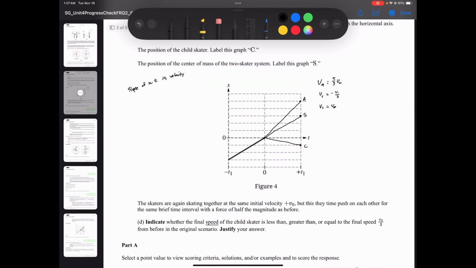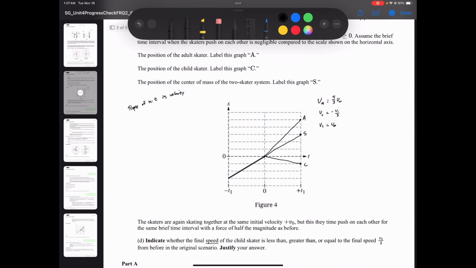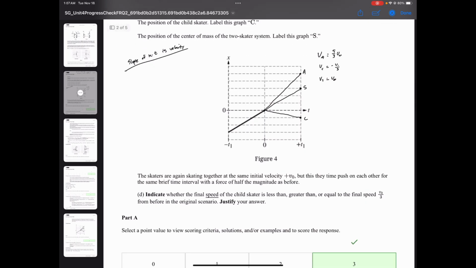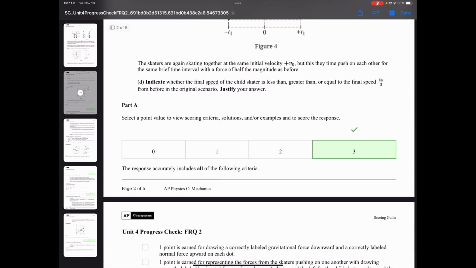So it's an interesting way to ask about basically what the final velocities are for the child and the adult. But don't be intimidated. Just go. I mean, obviously, we all know this fact, and just reason how you're going to represent these velocities on this graph. And then D, indicate whether the final speed of the child skater is less than, greater than, or equal to the final speed v naught over 3.